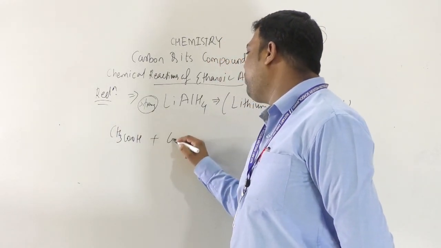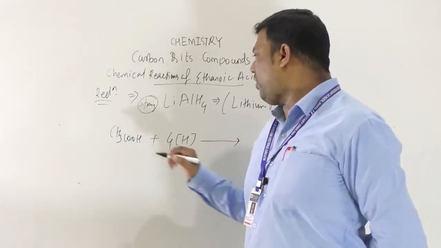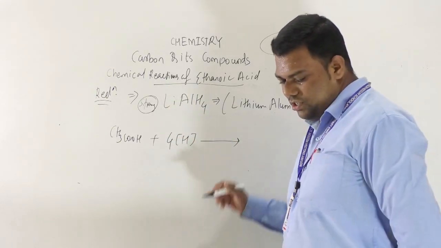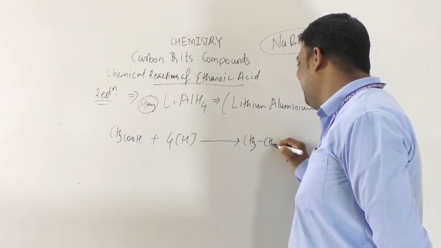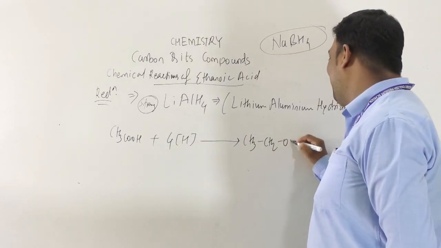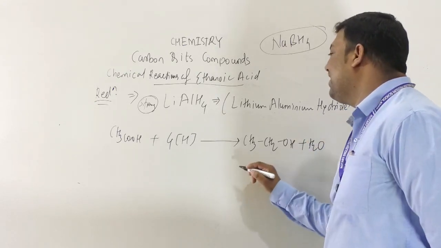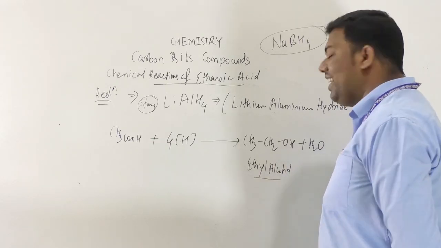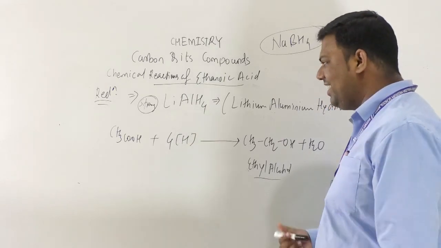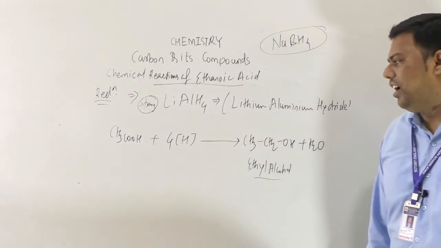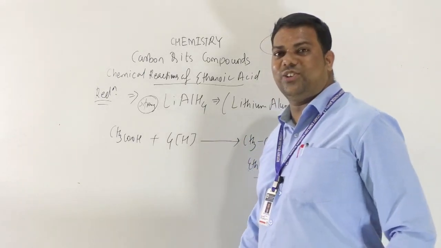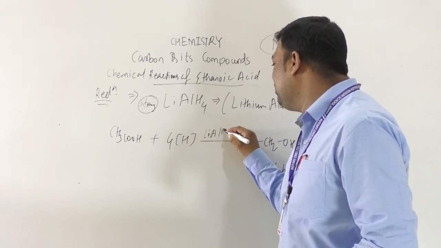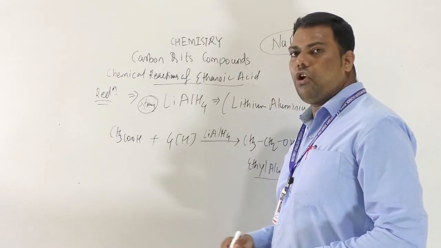CH3COOH plus 4 nascent hydrogen. Meaning from this, how much hydrogen are they giving? 4. With the help of this strong reducing agent. So what here? CH3CH2OH plus H2O, a reverse reaction, as we discussed prior in the oxidation of ethyl alcohol. Okay, understood. So acetic acid we convert into ethyl alcohol with the help of a strong reducing agent, that is lithium aluminum hydride.